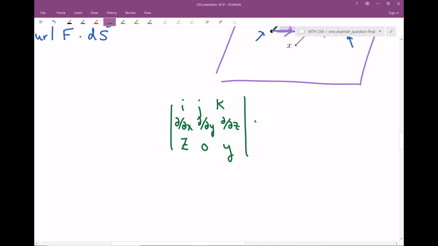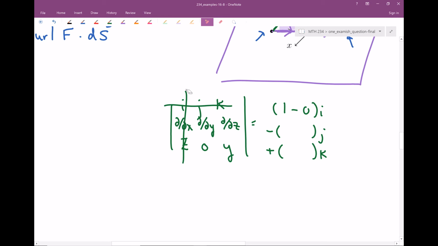Whenever we take the cross product, we're going to have stuff with i's minus stuff with j's plus stuff with k's. For our stuff with i's, let's cross off that first row and first column. We're going to have the partial derivative with respect to y of y minus the partial derivative with respect to z of 0. It's going to be 0.